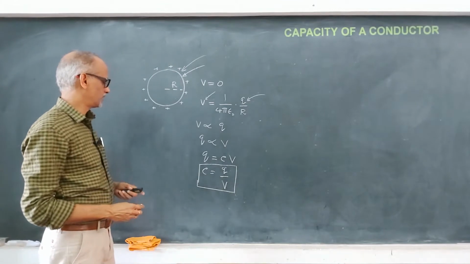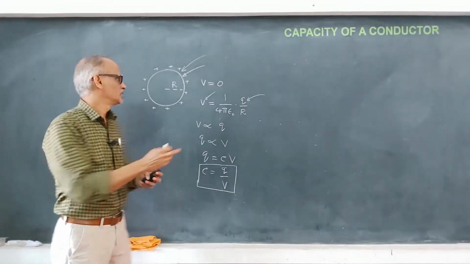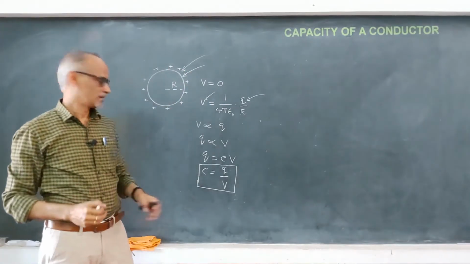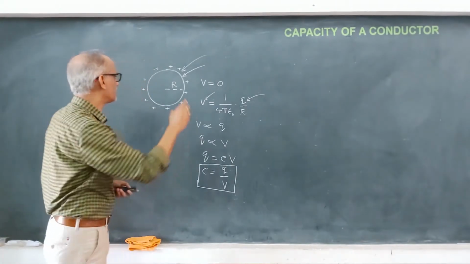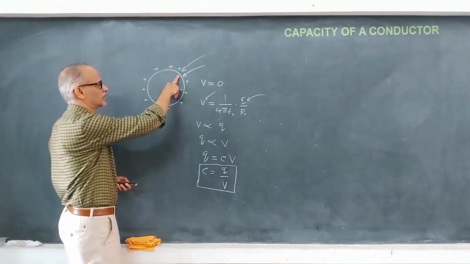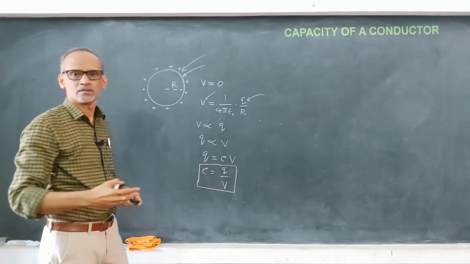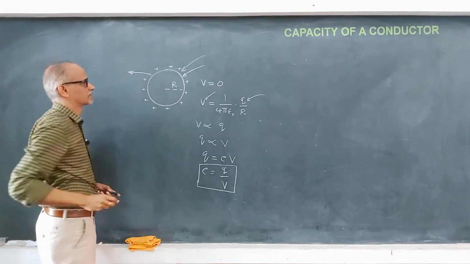So what is the meaning of capacity of a conductor? Ability of the conductor to hold the charges, to store the charges, is called the capacity of a conductor. Ability. But can we give any amount of the charges? No, because once it attains a certain amount of the charges, it overflows, or it gets leaked to the surrounding.